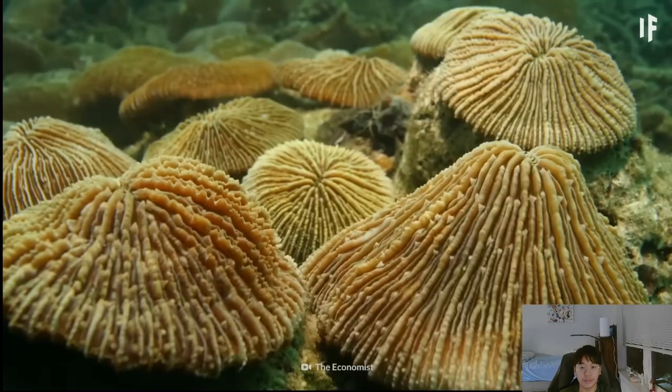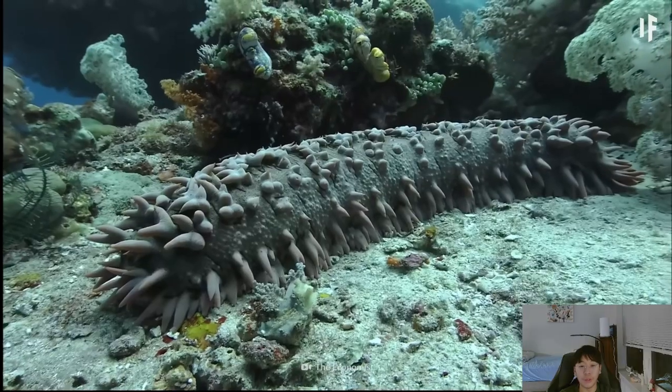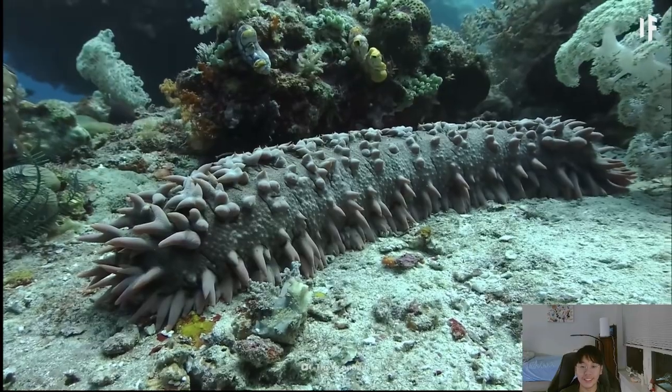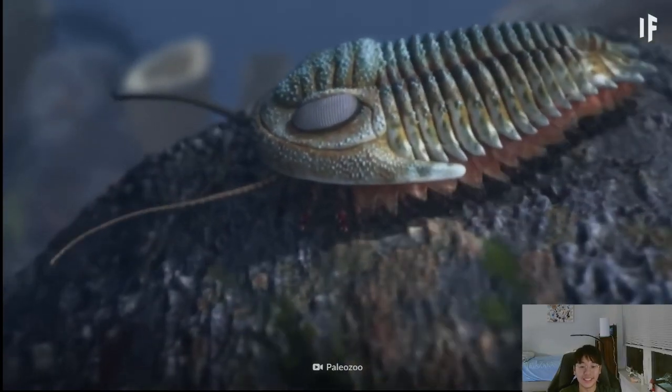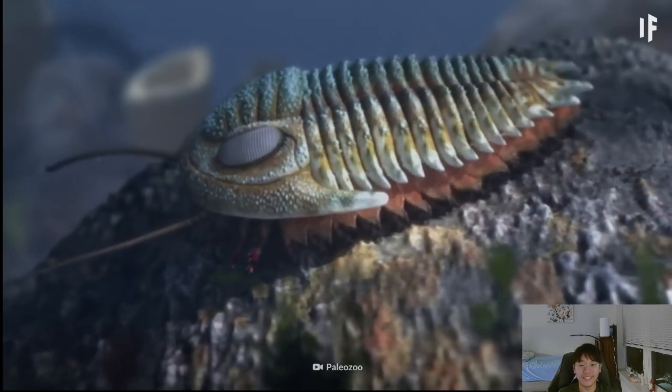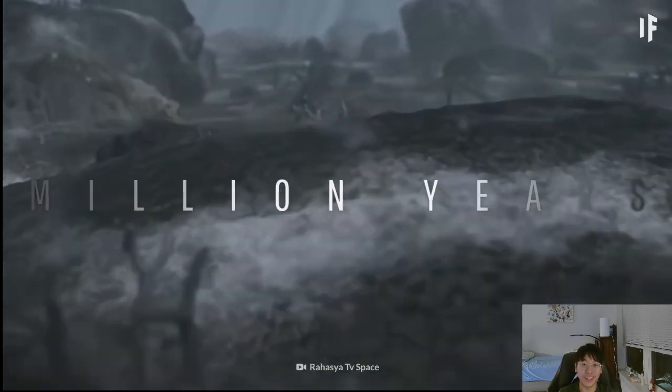And the animals that evolved during this period, there were a lot of them, had weird hard body parts, like shells or spines. They all looked weird. The most famous of all were the alien-looking trilobites. Oh, look at them. They look really weird, right?